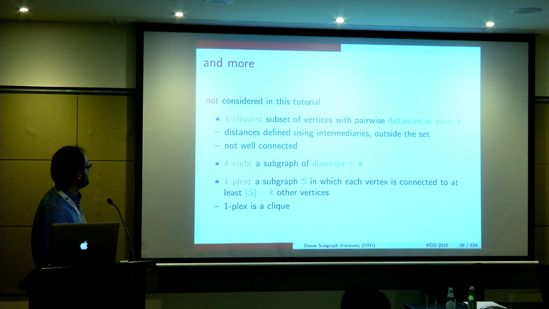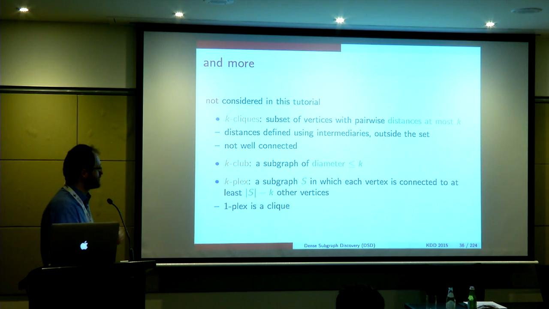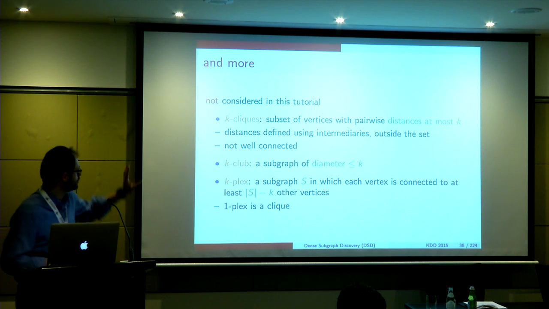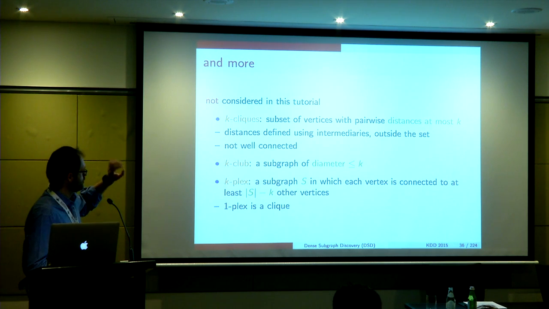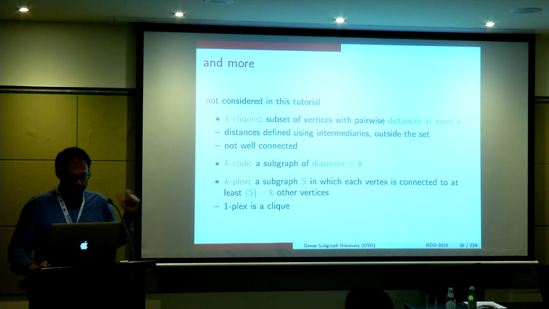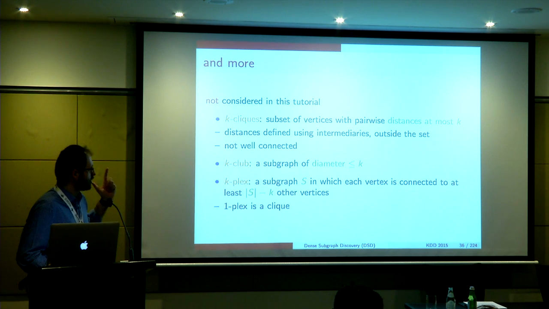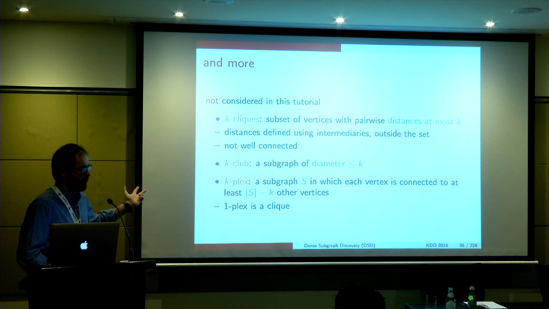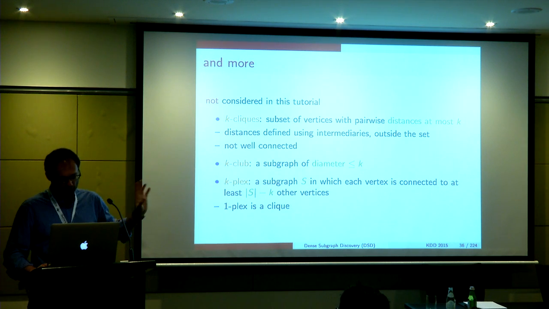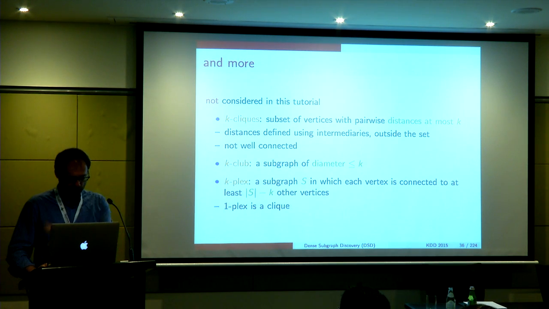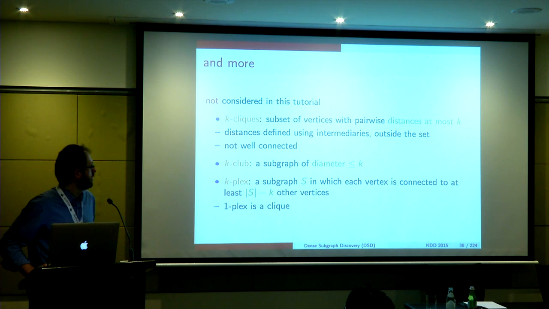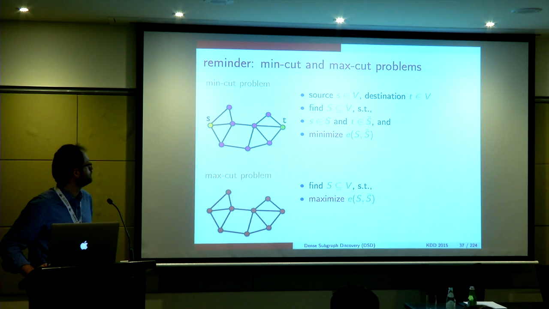Okay, there are many other notions of density. It's easy to define notions of density, but we are not considering them in this tutorial. So we'll focus mostly on the edge density, on the k-core, and the alpha quasi-clique, and perhaps some other. But just for completeness and for your notes, there are also other definitions that people have studied.